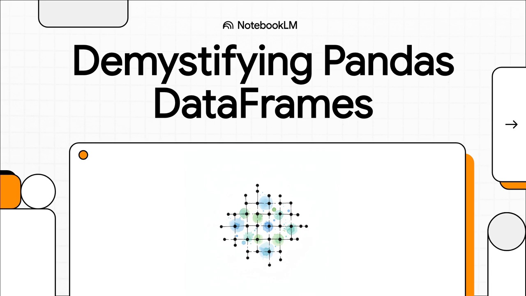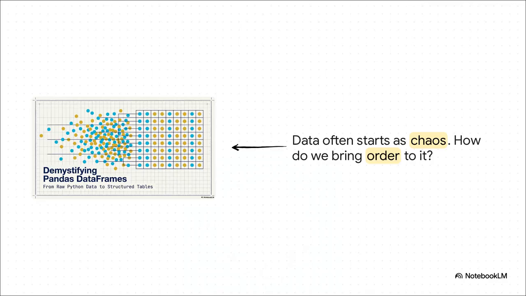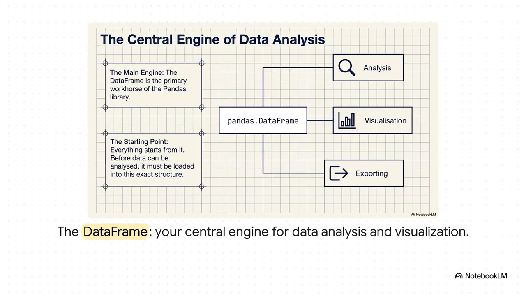science, the Pandas DataFrame. A lot of the time, your data starts out looking something like this, just a cloud of disconnected points. The real power, the real analysis, only happens when we can give it some order. So the big question is, how do we get from this messy cloud to a perfect grid that we can actually use? And the answer is the Pandas DataFrame.